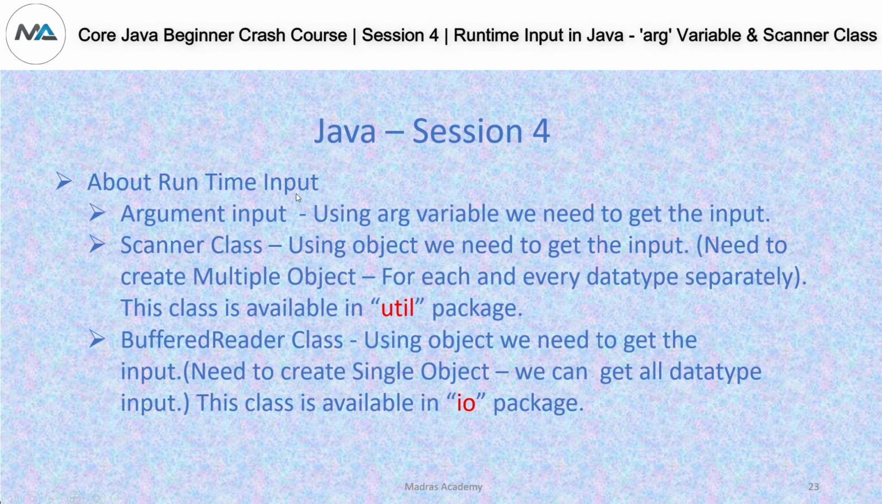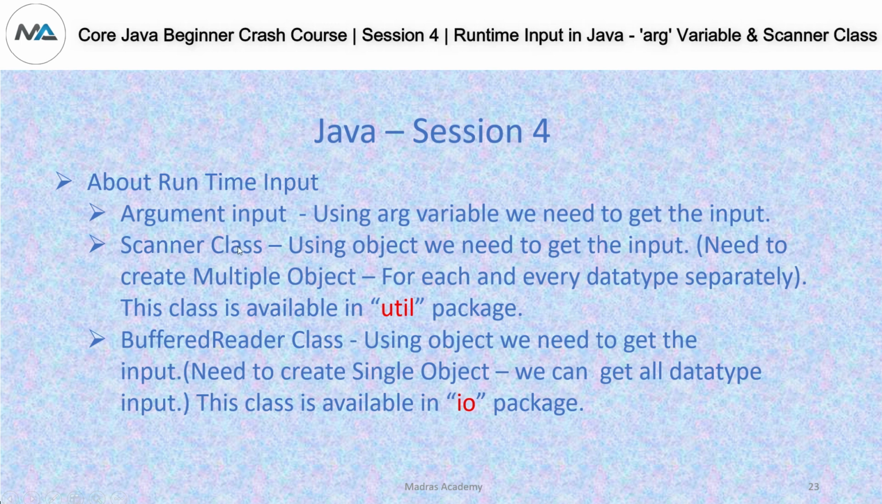About runtime input: using the argument variable, where are we writing the argument variable? In the main function, we used one argument, right? A string array argument, like that we wrote. And using that variable, we are going to get the runtime input here. Using that variable, how to write it, we will see. And after that, the Scanner class is there.